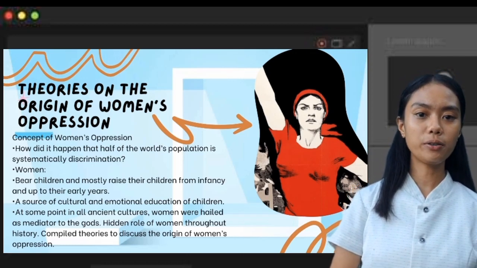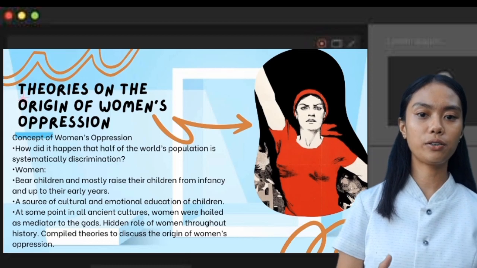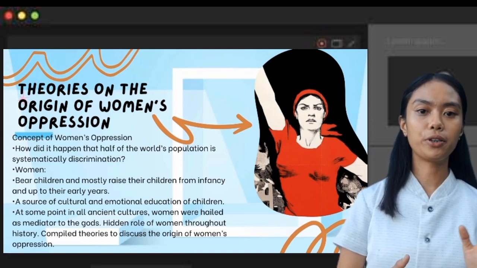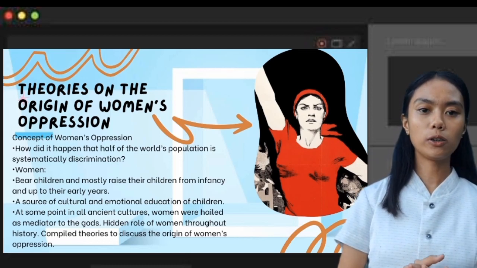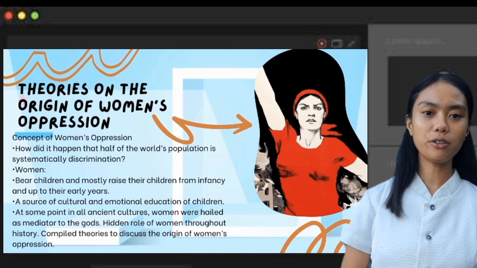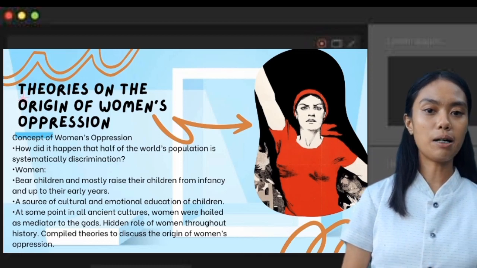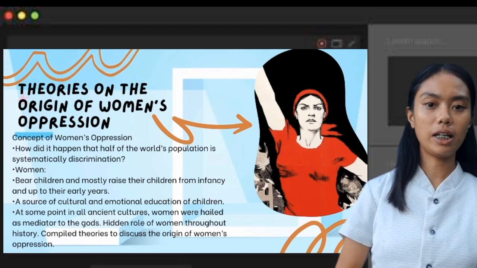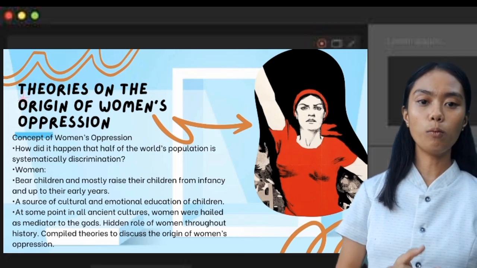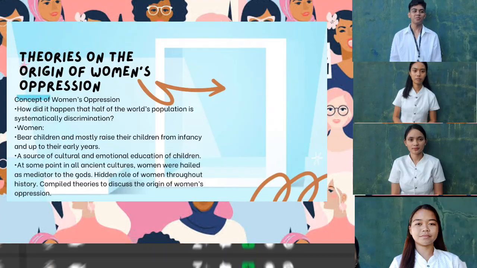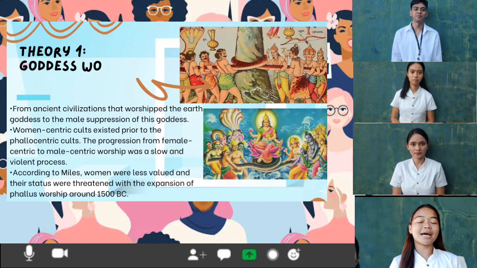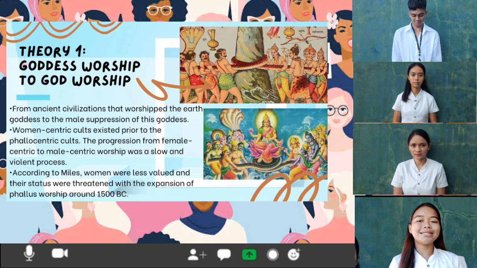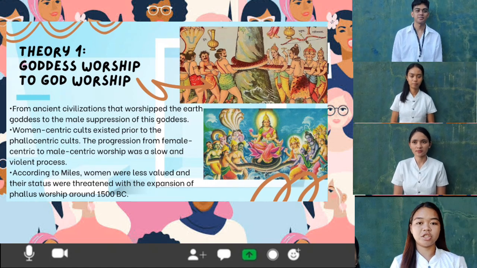Women bear children and mostly raise their children from infancy up to their early years. Women are the source of cultural and emotional education of children. And at some point, in all Asian cultures, women were hailed as mediators to the gods. Hidden role of women throughout history. And now, I will discuss Theory 1, Goddess Worship to God Worship.